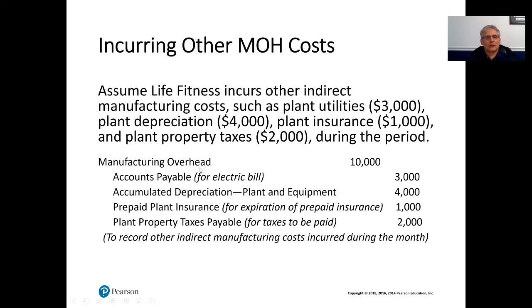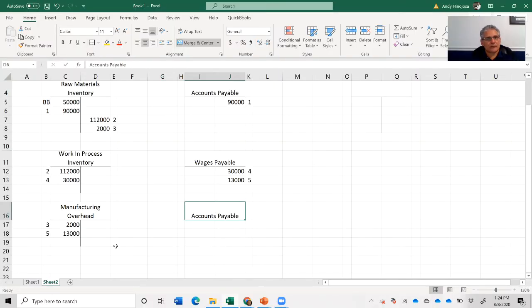So $10,000 is charged to manufacturing overhead. We know that the reality is that many of these accounts will be credited, but I'm going to make it simple for us. I'm going to put all of the $10,000 into an account called accounts payable. Okay, so I have the accounts payable. I'm going to go ahead and charge this number 6.